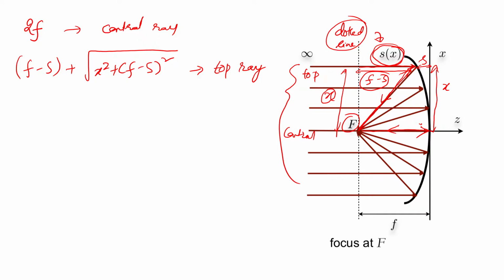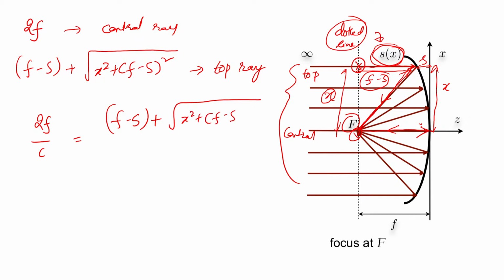That's Fermat's principle. They are starting from the same point, right? And they're striking the mirror and coming back to the same point. And so they should take the same amount of time. So then 2f by speed of light c, if it is air or vacuum, equals f minus s plus square root of x squared plus f minus s whole square, by c. That's the time. So this c we can cancel out.